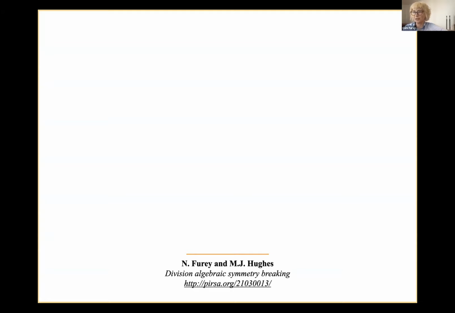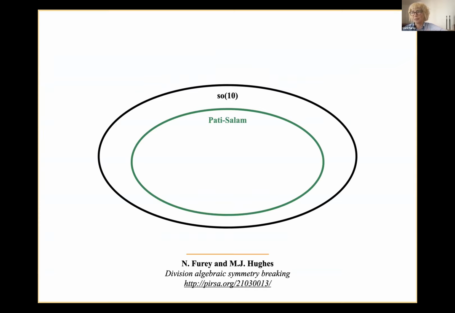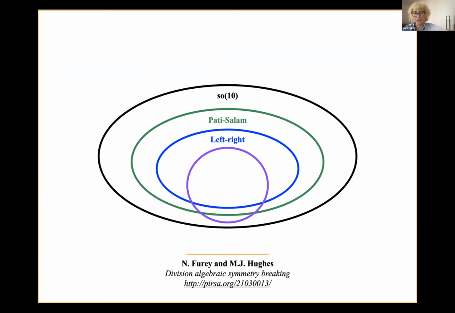Now, finally, alternately, more recently, Mia Hughes and I introduced a division algebraic model where we started with SO(10) and showed a cascade of octonionic and quaternionic complex structures, which send you from SO(10) to the Pati-Salam model, then down to the left-right symmetric model, and then down to the standard model together with a B minus L symmetry.